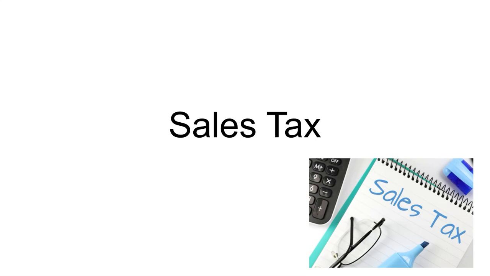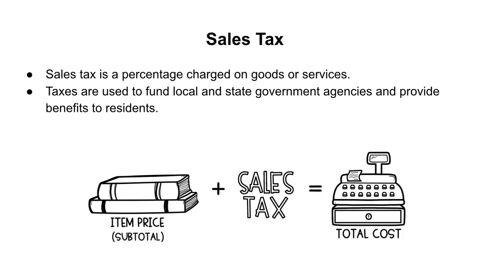Today we are going to go over sales tax, what items get sales tax, and how to calculate it. So first off, what is sales tax? Sales tax is a percentage charged on goods or services. So sales tax is going to be money added to the total cost. Taxes are used to fund local and state government agencies and provide benefits to residents.